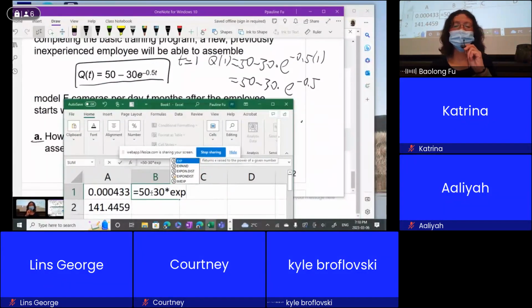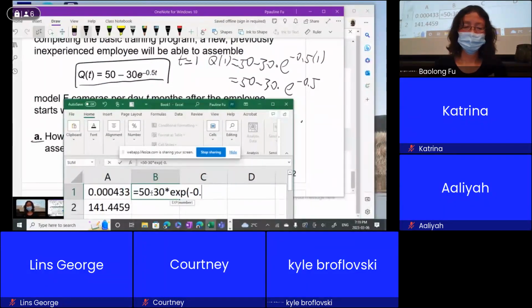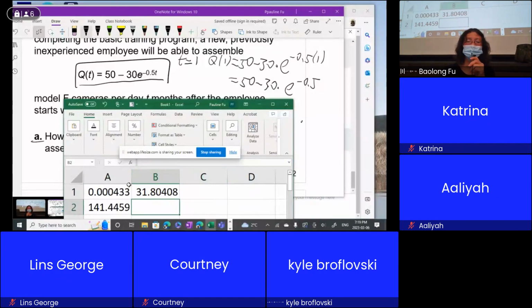In Excel, e is EXP, the exponential function. So this is the formula in Excel: 50 minus 30 times EXP of negative 0.5. So you get this number.